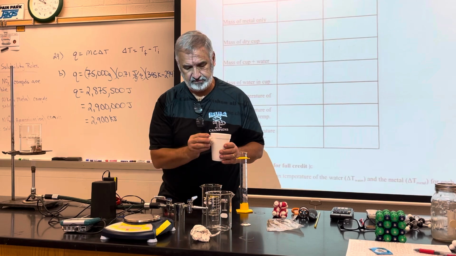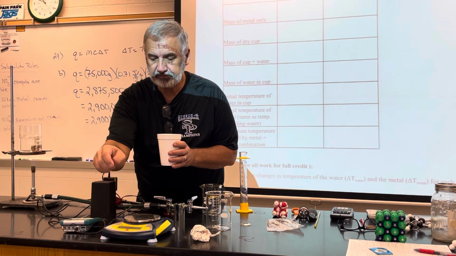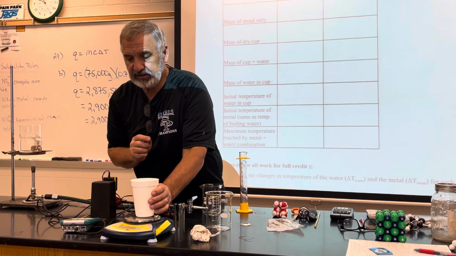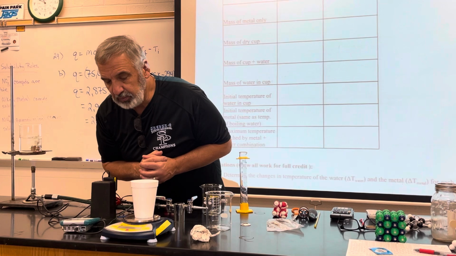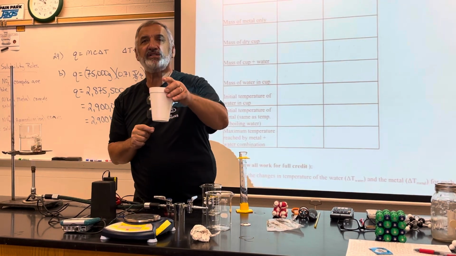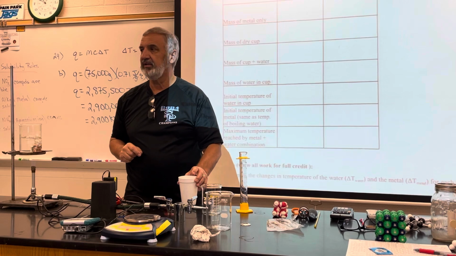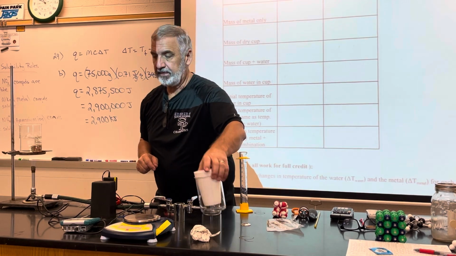My hand's wet. Alright, so now the mass of the cup and the water is 199.97. So how do we get the mass of the water? Just subtract it out, right? So now I'm going to set that into here.